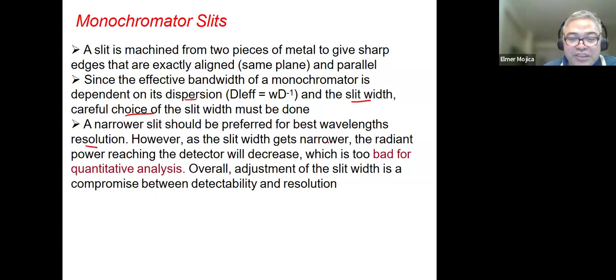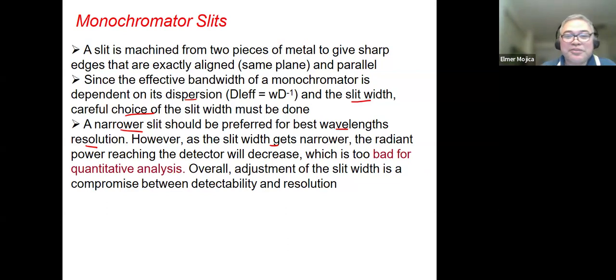For better wavelength resolution, you need a narrower slit. But the thing is, as the slit width gets narrower, the radiant power reaching the detector will decrease. So if you narrow the slit, there's less light that goes in. But at least it is focused on the wavelength that you're looking for. And that could also be bad for quantitative analysis.